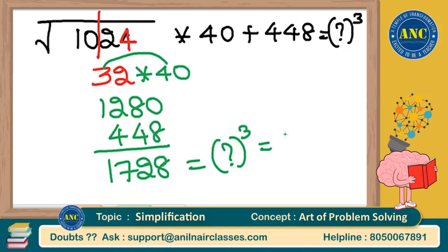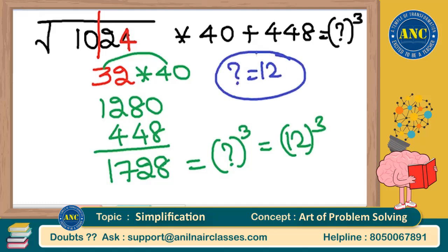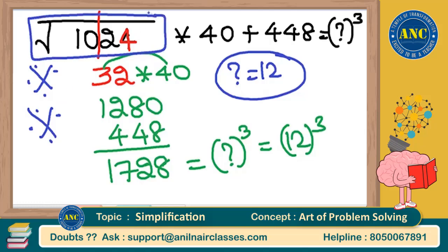1728 also my students should know it as 12 cube, because we also discussed it in our first class how to find the cube of a number. Question mark value is 12. Very easy question. Only and only if you know how to find the square root very fast, and if you know how to find the cube or cube root very fast, which we discussed in our first class of simplification. Do not expect to solve it fast if you don't know all these things, sir.